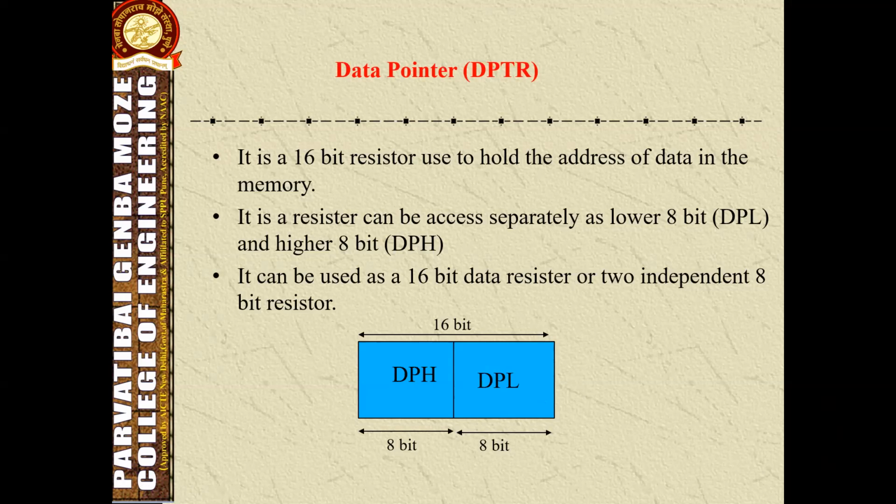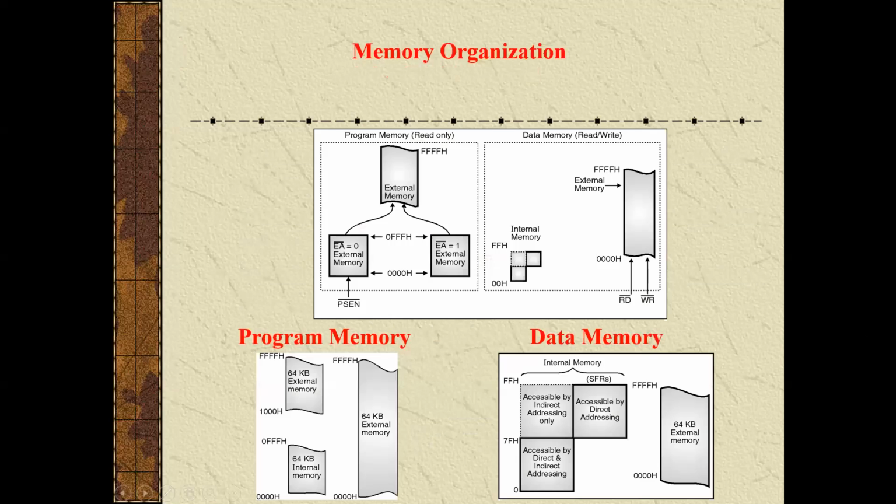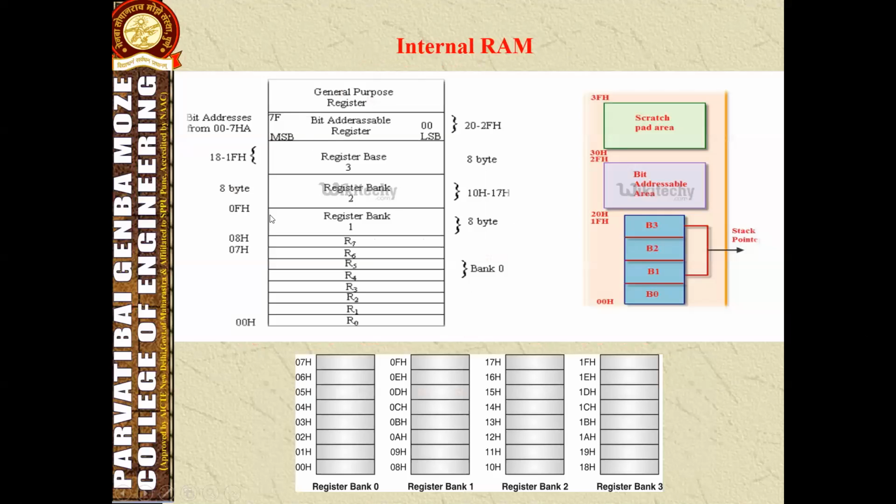The data pointer does not have any internal address; instead, DPL and DPH have addresses. We can access the data pointer as DPH and DPL. The 16-bit data pointer does not have an address of its own, so we access the halves one by one. Next we come to memory organization.